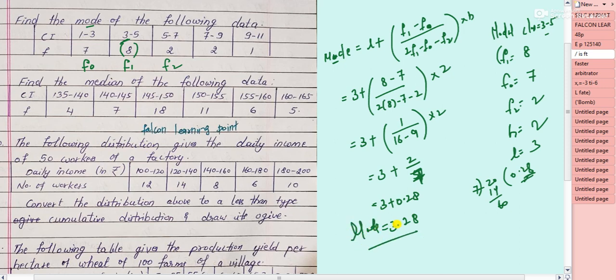Mode is 3.28. Got it? And it should always come between the modal class only, 3 to 5. The answer should be within that modal class itself. Got it? I hope you have understood this. Moving to the next question.